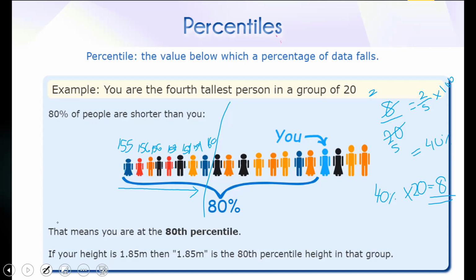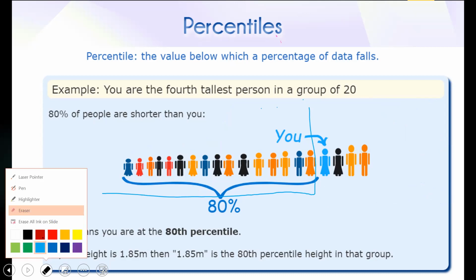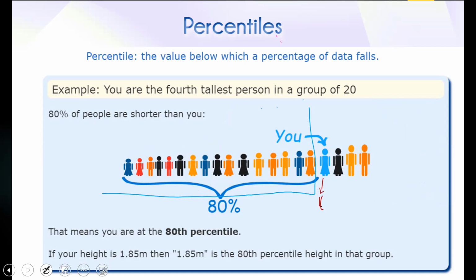Look at this example here now. You are the 4th tallest person in a group of 20. How did you know? What does it mean? If I told you you are the 4th tallest person in a group of 20, that means you are number 17. That means you have 16 girls... You are number 17, sorry. Here that means you have 16 girls who are shorter than you.